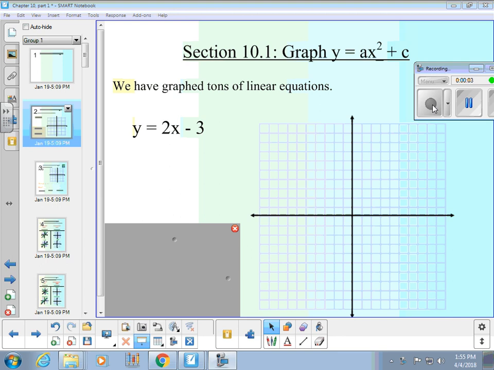Today's lesson is on section 10.1, graphing y equals ax squared plus c. It's our first step into graphing quadratic equations. As I've got on the board, I've got a couple linear equations up here I want to talk about first.